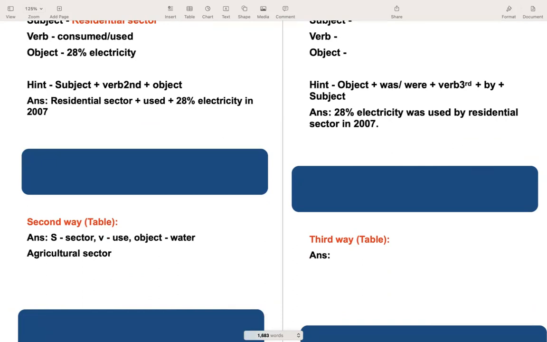Did I write was in active or no? It's not needed. Why are you putting was? Yeah, but I want to make passive for this. Passive then cannot start with the agricultural sector. Passive has to start with the object. What is the object? Water. So you cannot make the sentence. Okay. Use how much water?